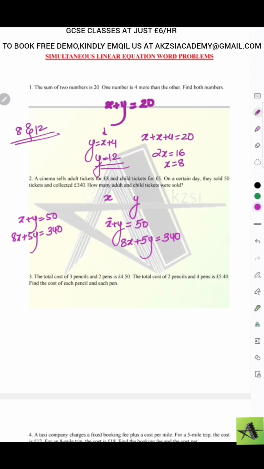Now let me make x the same. You can pick any variable. So I'm just making x the same. So that will give me 8. This will become 8y, and 50 times 8 will give me 400. Subtract, subtract, subtract. So this will become 3y and this will become 60. So y will be 20. Now substitute in either of the equations. The first one is much easier. So when I substitute y as 20 here, I'll instantly get x as 30. So that means that child tickets were 20 and the adult tickets sold were 30.